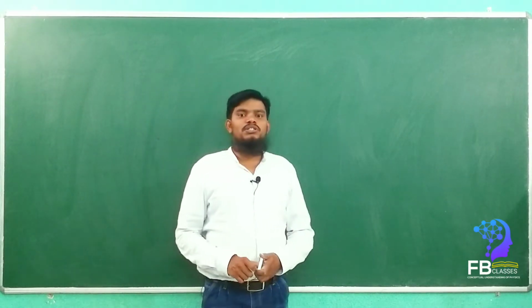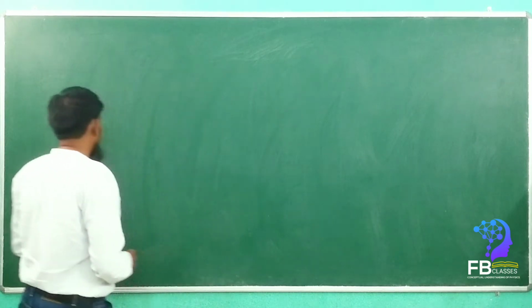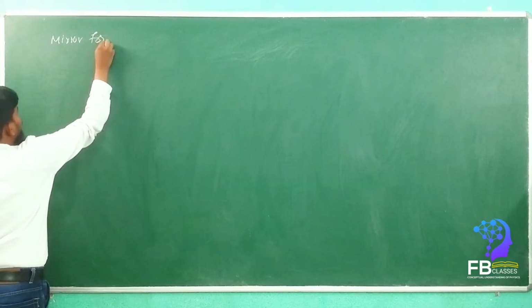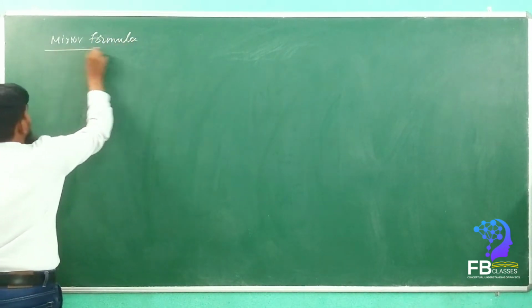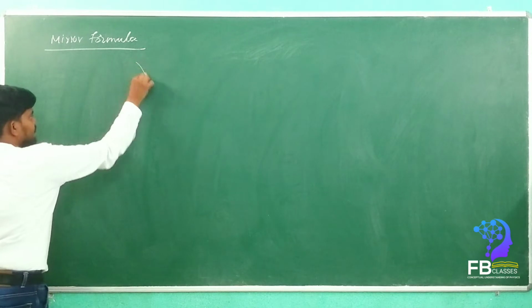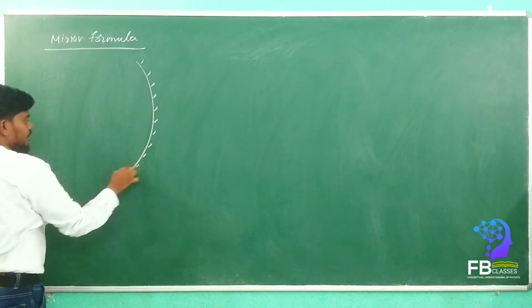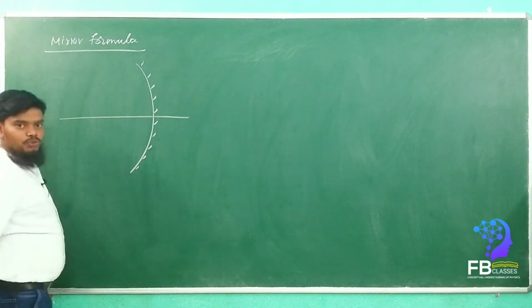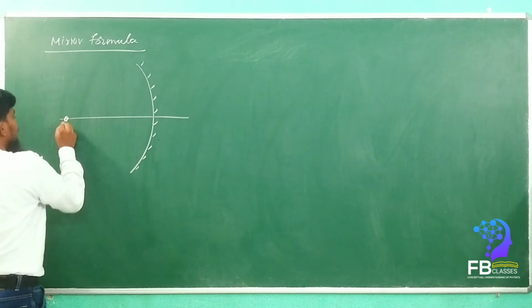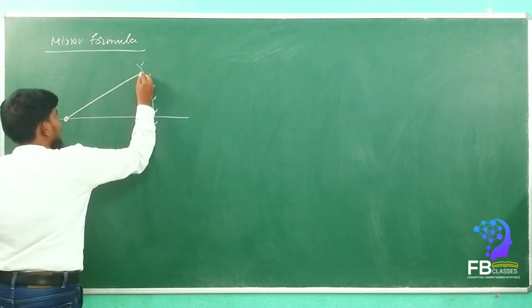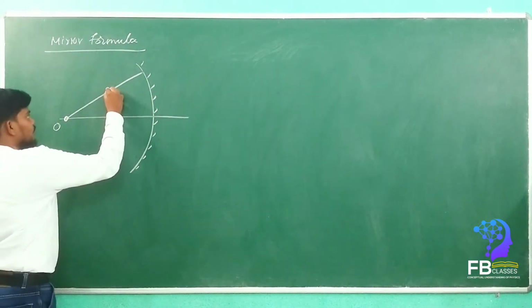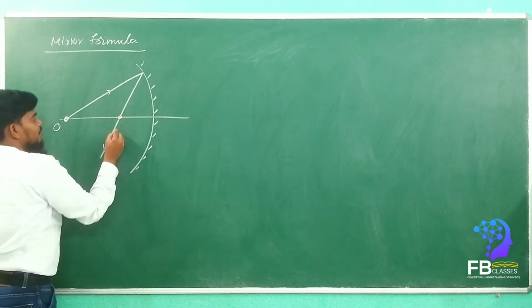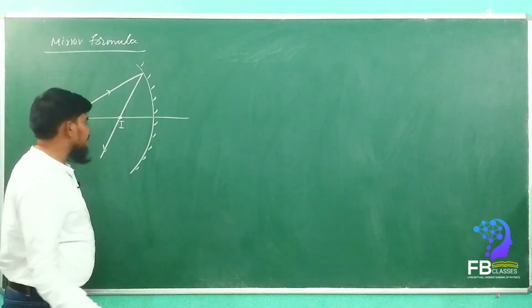Now we are going to learn about the mirror formula. Simple, my dear, see here. Let's take a concave mirror or convex mirror, whatever it may be. So we took a concave mirror. The object is placed here. From this object the light rays fall onto the mirror and are reflected back. Here the image is formed. Yes or no? This image will form.